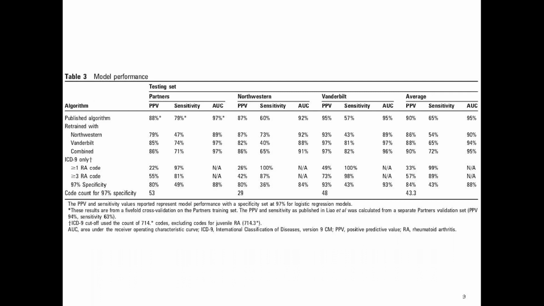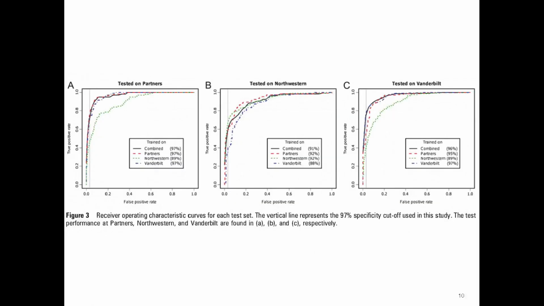But this is interesting, and what you see if you plot the ROC curves is that training on Northwestern data and testing on either Partners or Vanderbilt data was not so good. But training on either Partners or Vanderbilt data and testing on any of the others turned out to be quite decent, right? So there is some generality to the algorithm. All right, I'm going to switch gears for a minute.